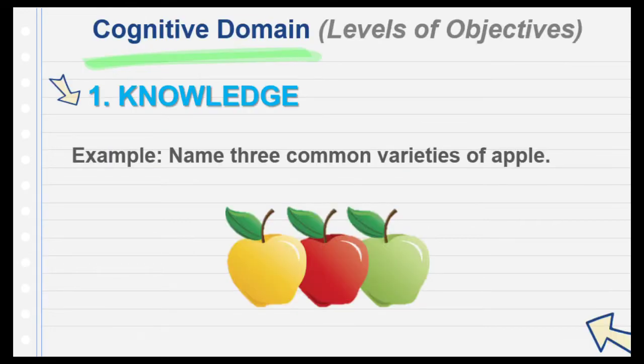The cognitive domain is broken into 6 levels of objectives. First is knowledge. Knowledge involves recognizing or remembering facts, terms, basic concepts, or answers without necessarily understanding what they mean. It also conveys ways and means of dealing with specifics, conventions, trends, and sequences, classifications, and categories. For example, name 3 common varieties of apple.